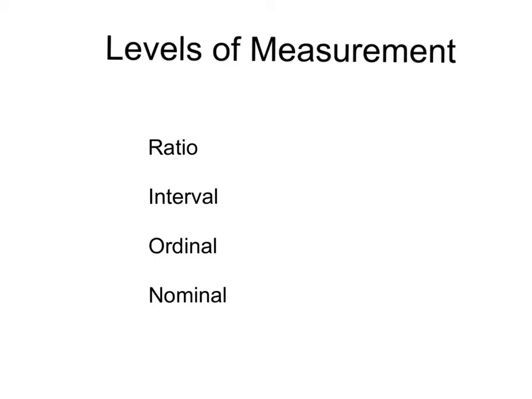A variable we know is mutually exclusive, exhaustive, and operationally defined, but then it's further classified as a level of measurement. Level of measurement starts with nominal, but it then goes up in a hierarchical range up to ratio, where ratio is considered the highest level of measurement.